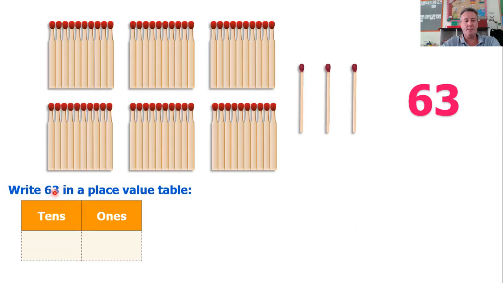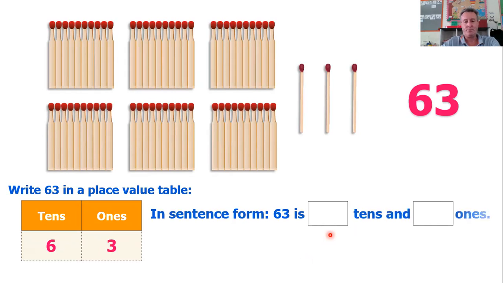So write 63 in a place value table. We've got 6 tens, 1, 2, 3, 4, 5, 6, 60, and 3 ones. Just 3. Still 3. So in the sentence form, 63 is 6 tens and 3 ones.